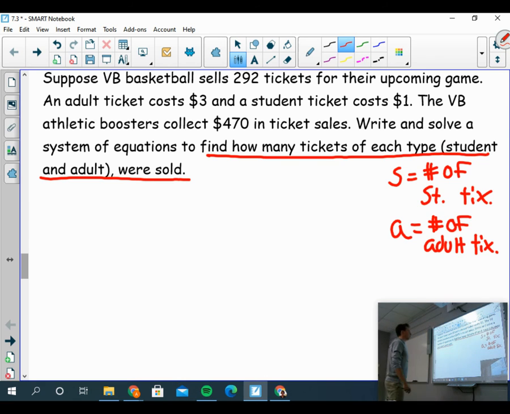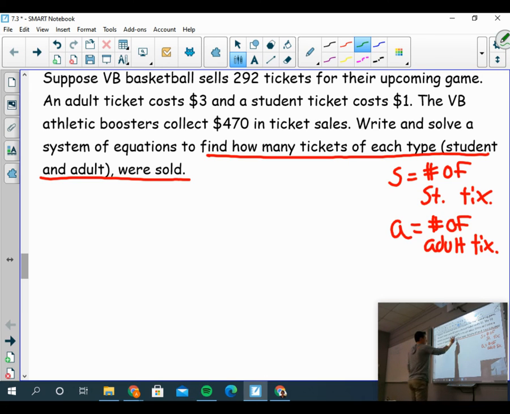Okay, I'm trying to find the number of student tickets and number of adult tickets. But unlike the previous problems, I don't have a system of equations, so I have to create that. So let's use the information given. We always like to look for totals here first in our word problems.